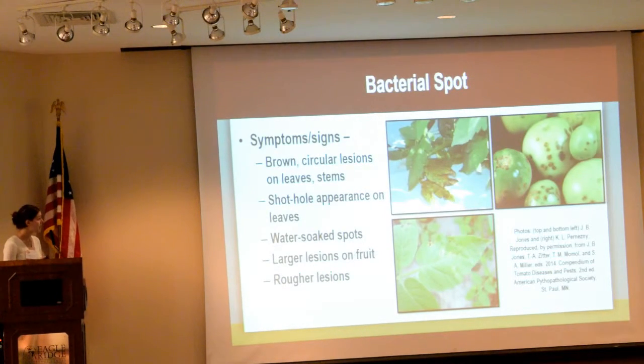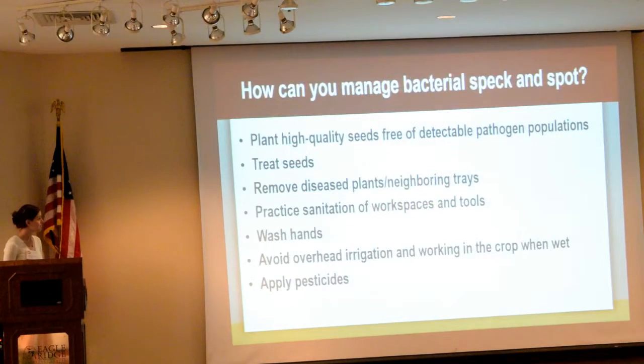With bacterial spot, again, you have round circular lesions on leaves or stems. Eventually, you may get a shot hole appearance after these lesions become necrotic and fall out from the plant. You can have holes that look similar to this. And on the fruit, the lesions tend to be larger and rougher compared to bacterial specks.